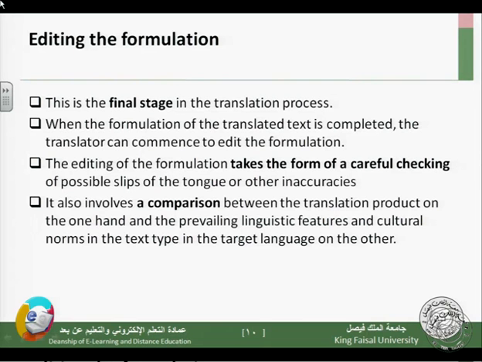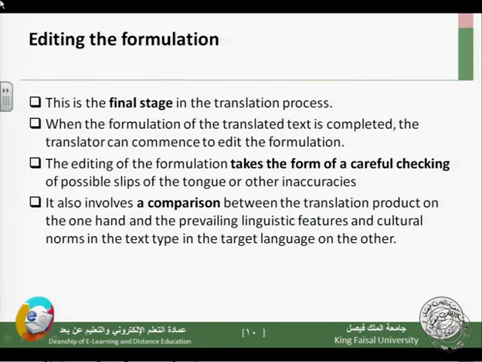Now, regarding this particular translated text, when this process is complete, the translator starts his editing process. What does he do? As I said, it takes the form of a careful checking of possible slips of the tongue or other inaccuracies. If you are translating a verbal document, a verbal text, you need to make sure that there are no slips of the tongue, no mistakes in your speech. If you are doing a written text, then you have to make sure that the text is void of any inaccuracies. It means any wrong things you have committed in the translated text.